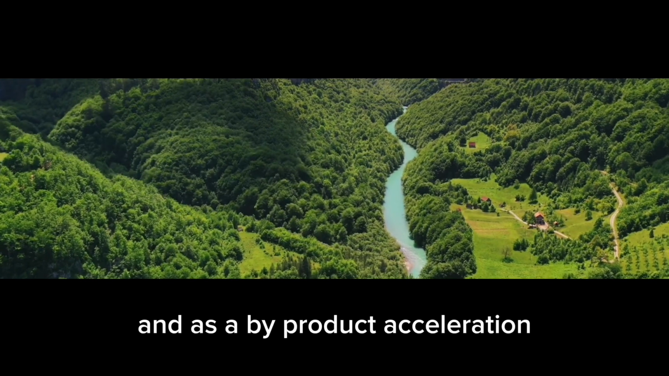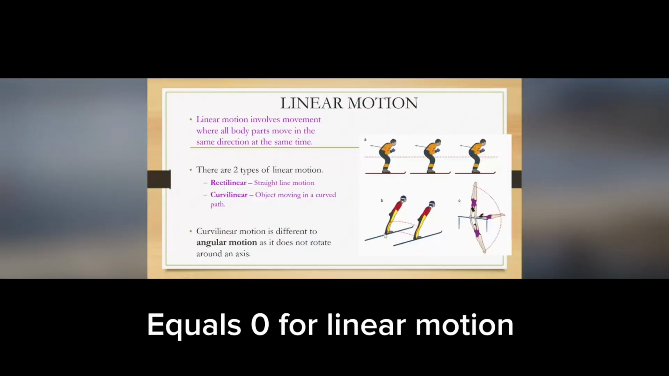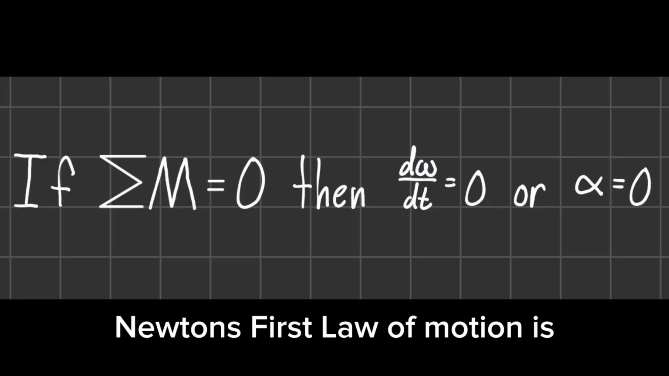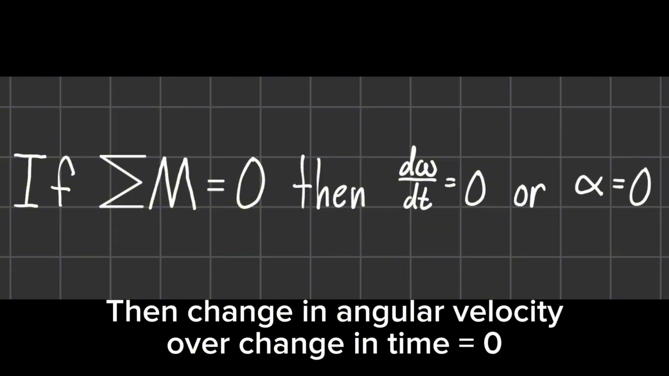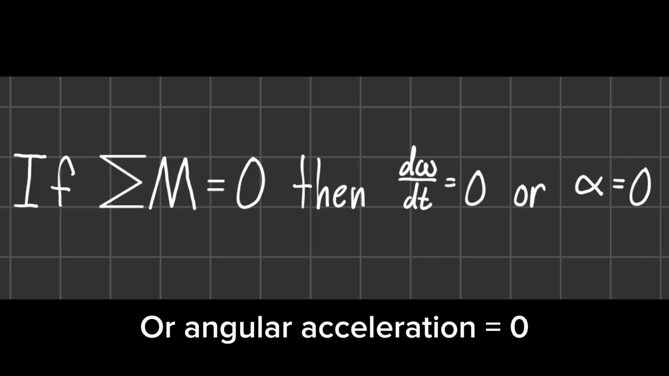And as a byproduct, acceleration equals 0 for linear motion. For rotational motion, Newton's first law of motion is where if the sum of moments equals 0, then the change of angular velocity over change in time is equal to 0, or angular acceleration is equal to 0.